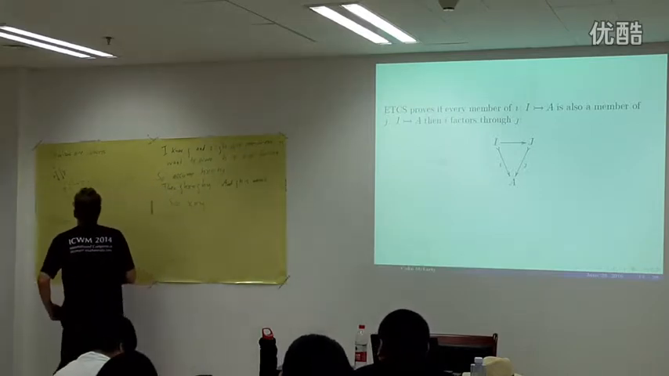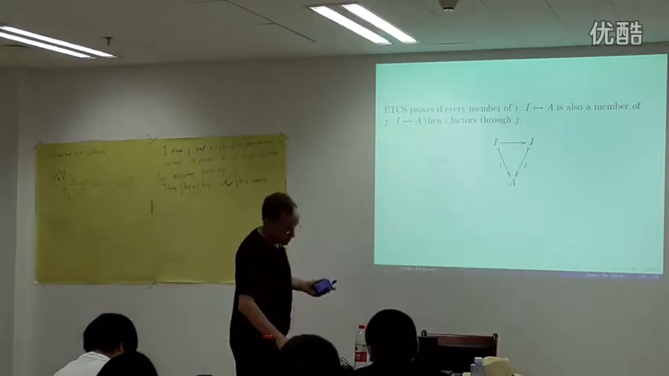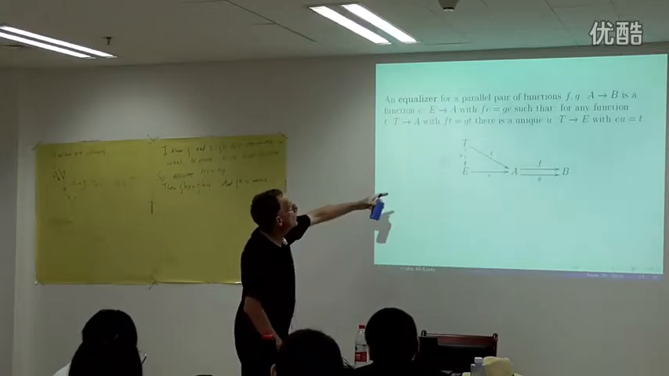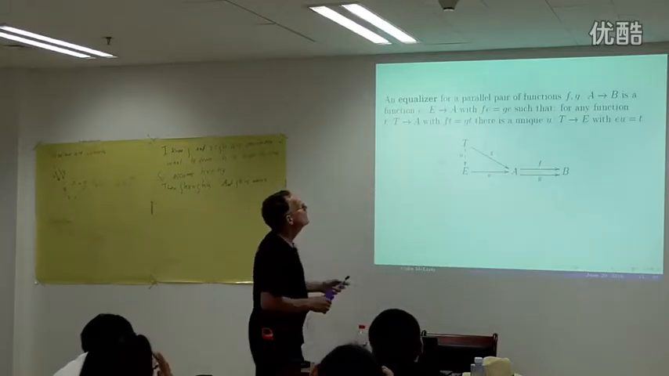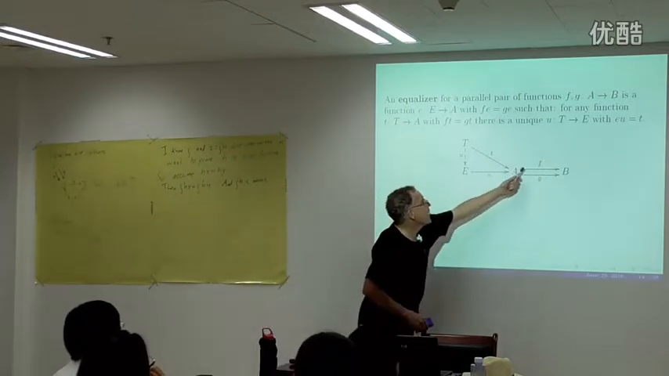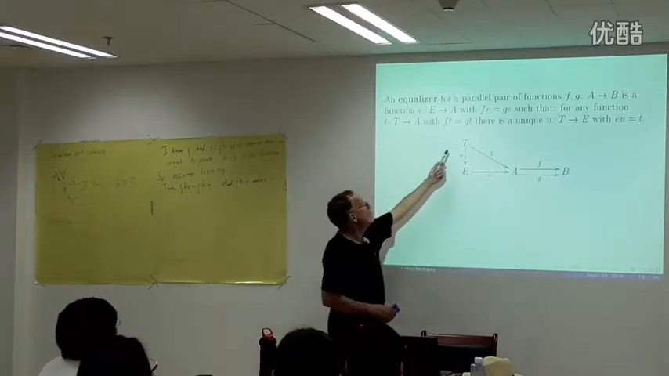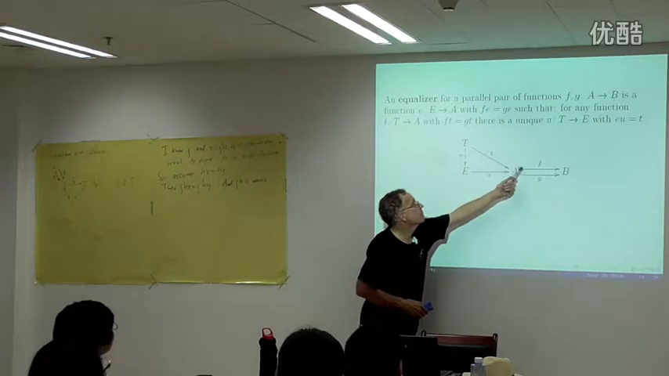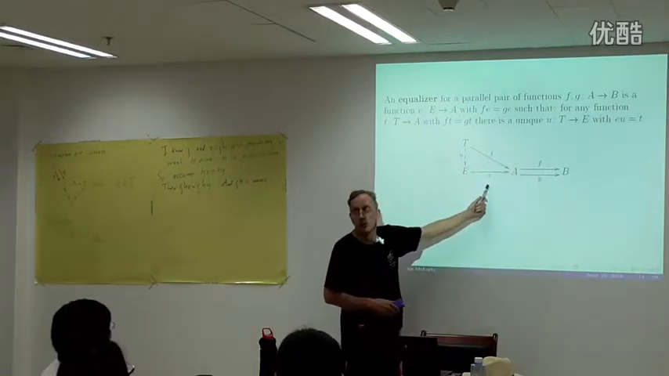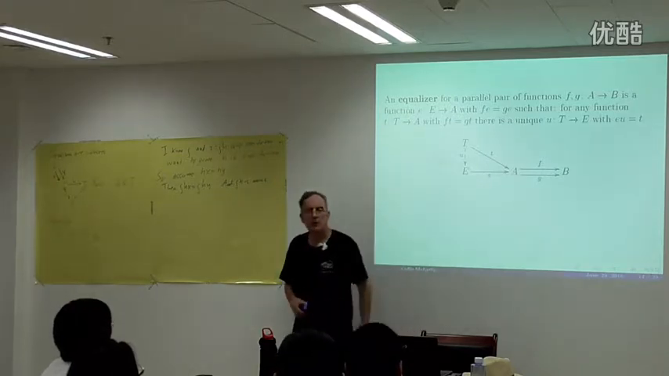So, now then, an equalizer is a function so that composite is the same as that composite, and such that whenever I have a function where that composite is the same as that one, that function factors through here. What does that mean? It's not really transparent what that means.